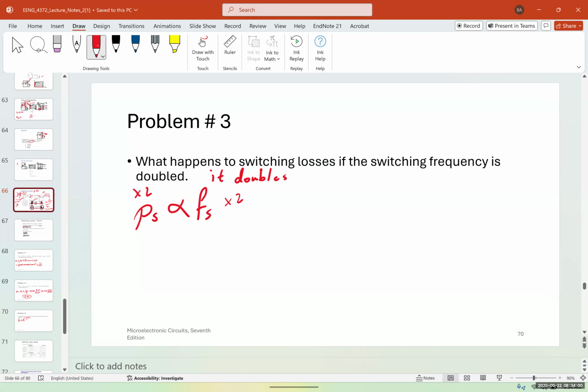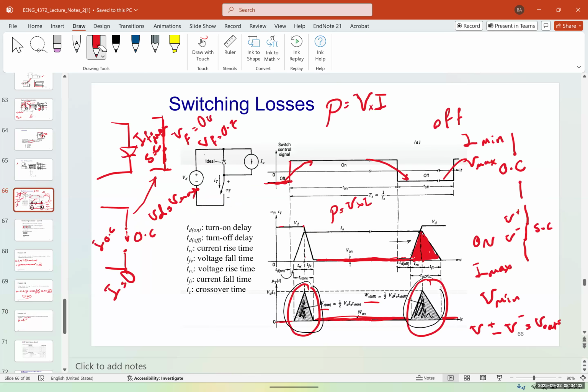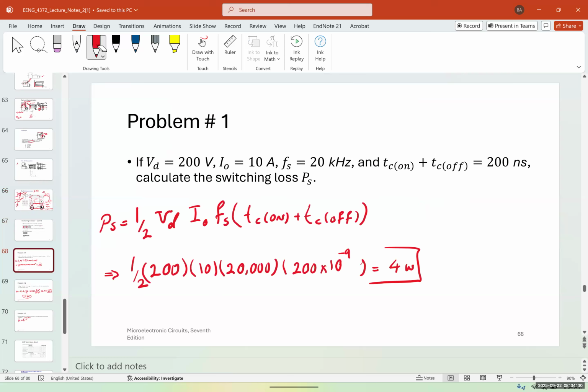Now, why do we have this? Obviously, if you have more switching in a certain period of time, if you have one switch, you're going to have one power loss. If you have two switches in the same period, you're going to have double that. If you make it four times, it's going to be quadrupled that. So doubling that doubles the power loss.